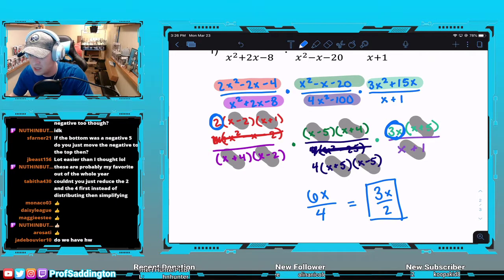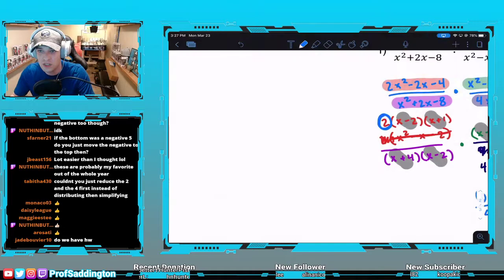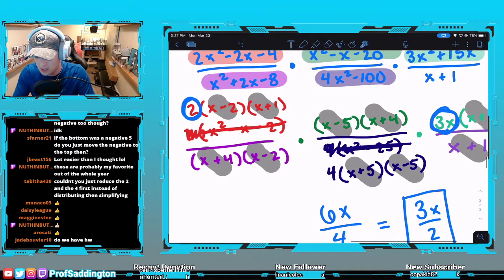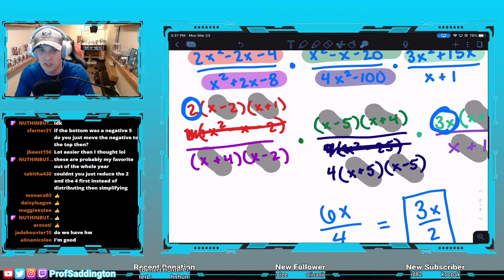And then I did see another question from Tabitha. Couldn't you just reduce the two? Yes. So Tabitha, if you wanted to just reduce that 2 and 4 up here. Tabitha's asking, hey, couldn't we just divide that 2 and this 4 right away, and then we didn't have to multiply them? That's fine.